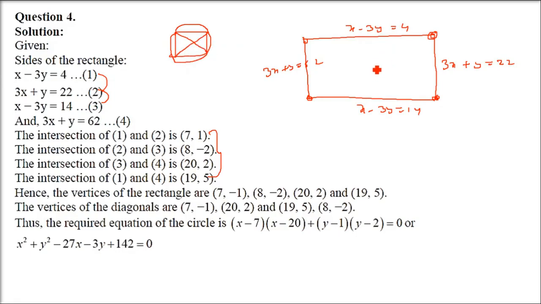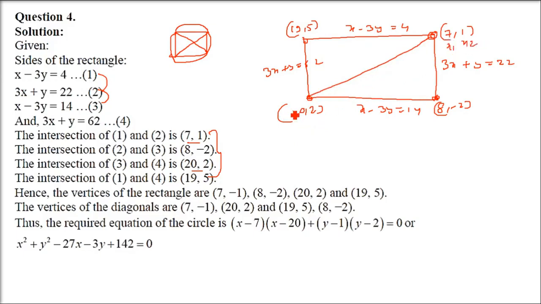So same circle is going to come. You can take any 2 points which are on opposite sides of the diagonal, opposite vertices you can say. So you have 7 1, then we have 8 minus 2, you have 20 2, and this is 19 5. So either you take 20 2 and 7 1, or you take 19 5 and 8 minus 2, it doesn't matter. Same circle is going to come.